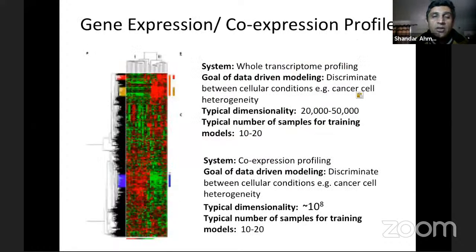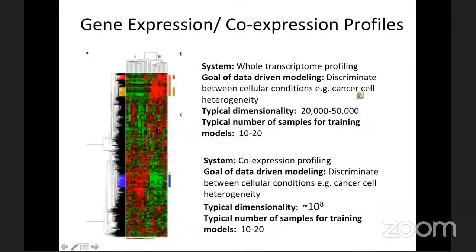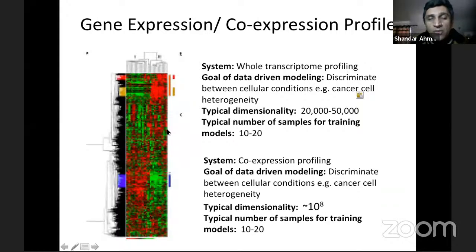And this is another example of gene expression or co-expression, where the dimensions can be 10 power 8 if we are looking at co-expression. And in all these problems, the amount of data that you have is much smaller than the number of dimensions that we are trying to model.